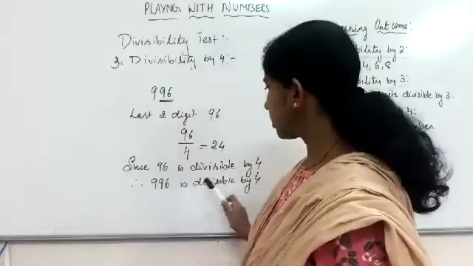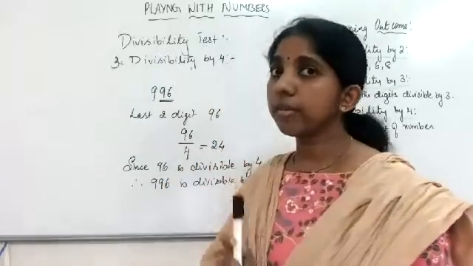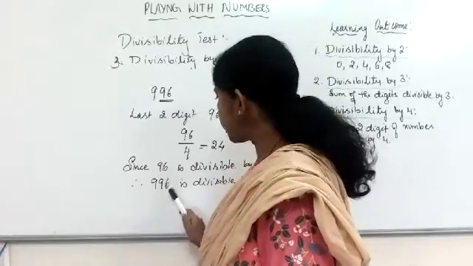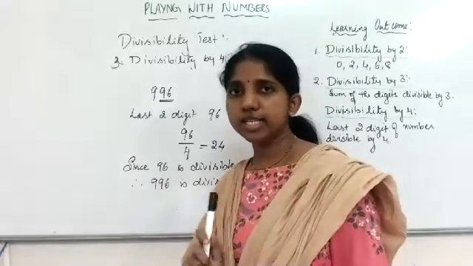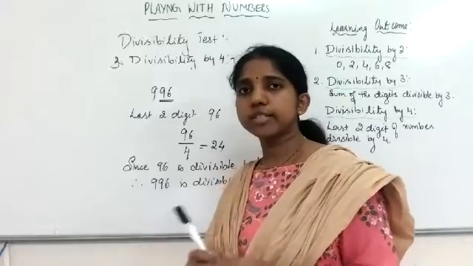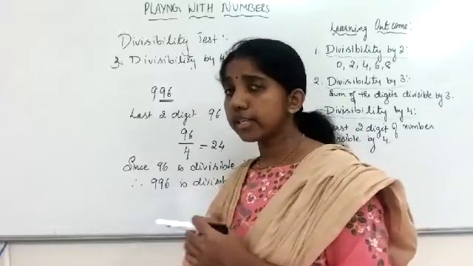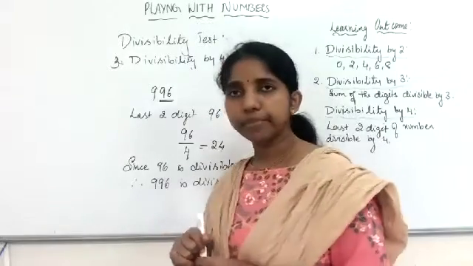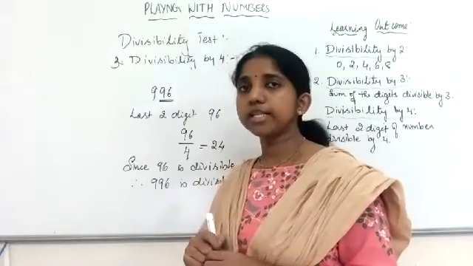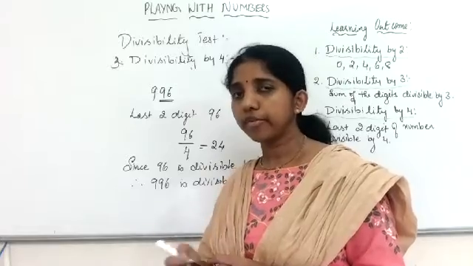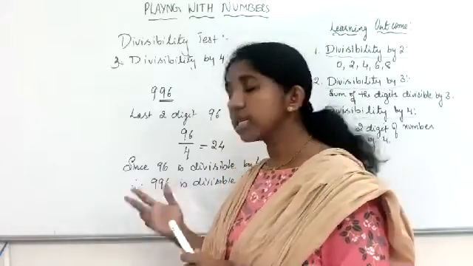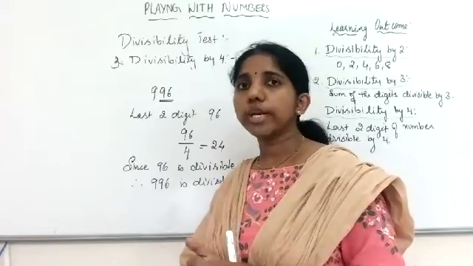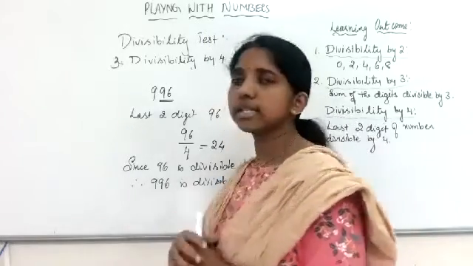Now what about this number 996? Is it divisible by 2? Yes, it is, because the units place digit is even, it is 6. So 996 is divisible by 2. What about 3? Is it divisible by 3? 996: 9 plus 9 is 18, 18 plus 6 is 24. Yes, 24 is divisible by 3, which gives 8. So we can say that 996 is divisible by 3.